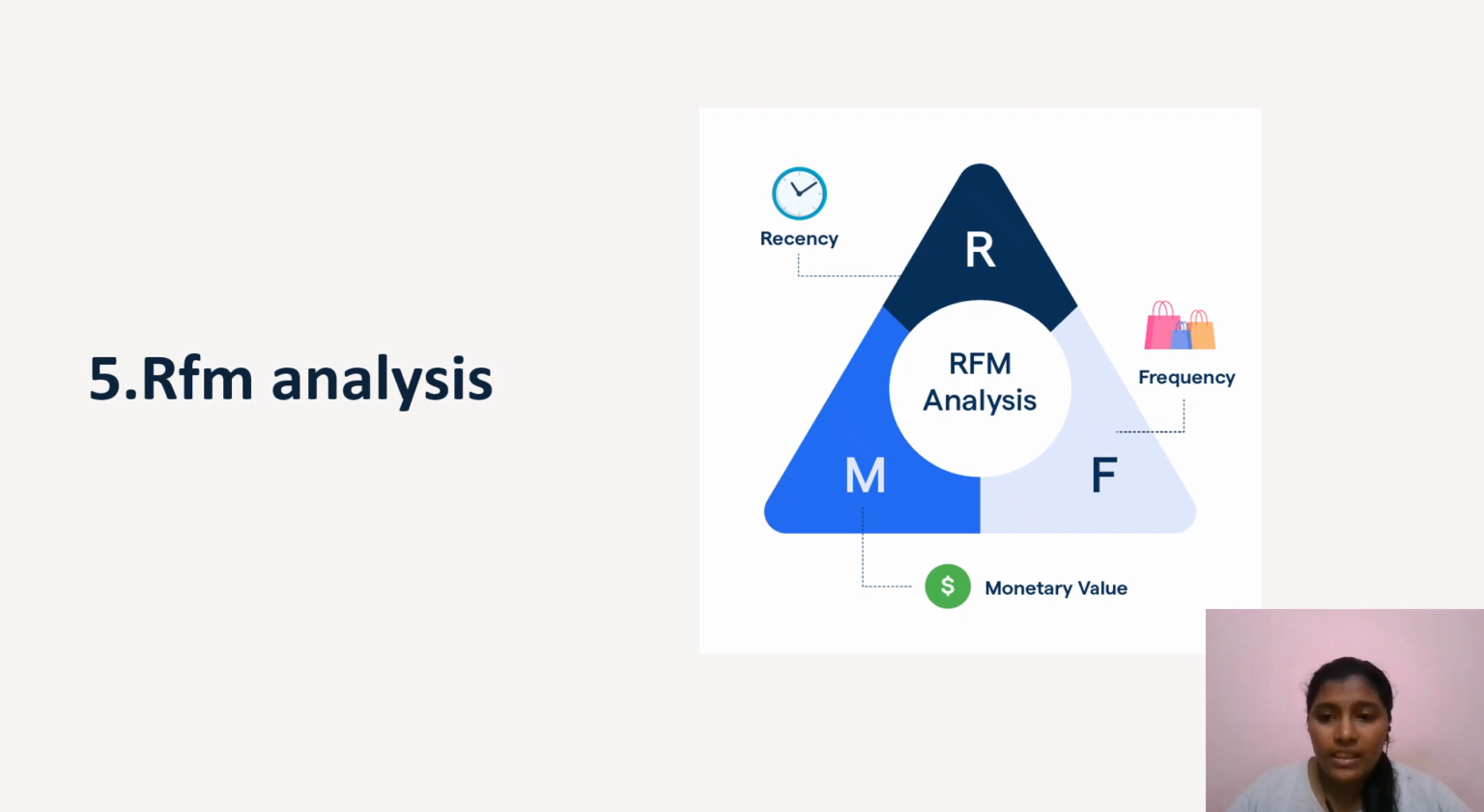Here, R means recency, F is for frequency, M is for monetary value. Recency means how recently the customer visited our store. Frequency means how often the customer visited our store. And monetary means the amount he paid for the products.